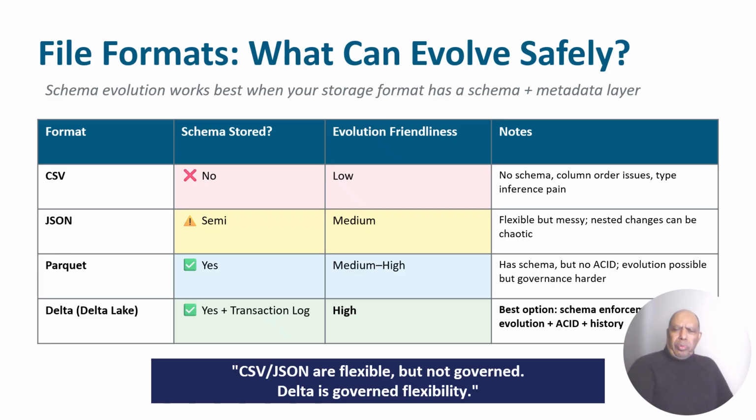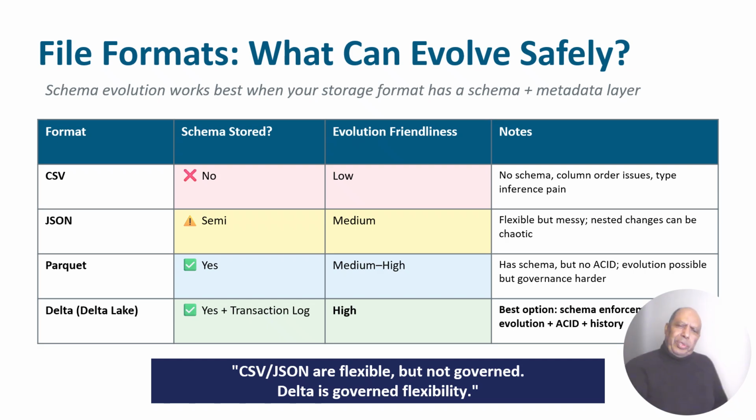Column orders also matter, so type inference is a nightmare. If you add a column, you have to hope it is at the end and everyone remembers to update their reader. So if you reorder columns, everything breaks. This is why CSVs are terrible for production data pipelines. They are fine for quick export, but not for a governed data platform.